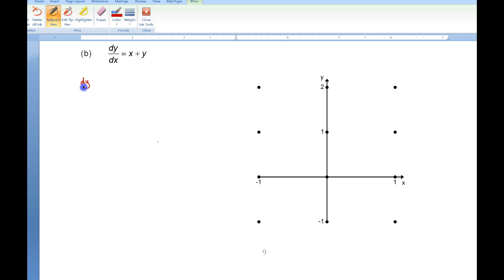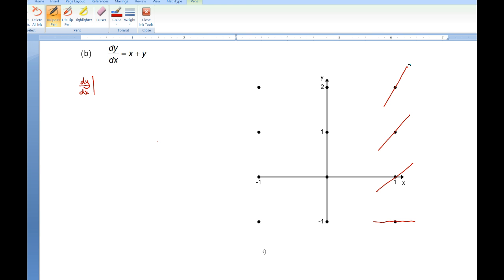Okay, let's do this one, dy/dx = x + y. Let's go through these points. Let's start here at -1, 1. What's going to happen if I add -1 plus 1? It's going to be a slope of 0, so it's going to be a horizontal line. What happens here at 1, 0? It's going to have a slope of 1. And then at 1, 1, it's going to get steeper because that's going to become a slope of 2. And then at 1, 2 is going to be a slope of 3. So it just gets increasingly steeper, right?